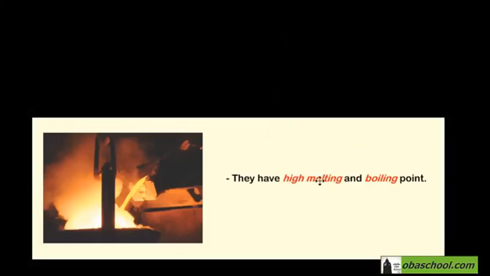The second physical property is that they have high melting and boiling points, so they need high temperatures to boil or melt. Actually, metals need a temperature of more than 3000 degrees to melt.